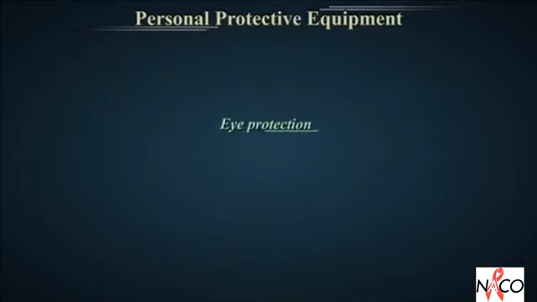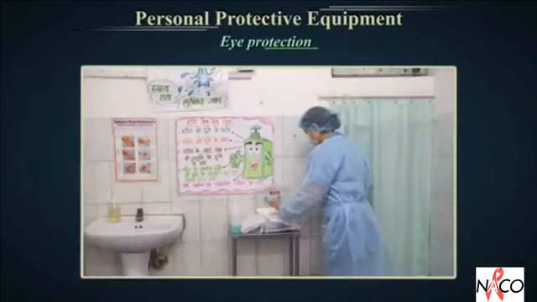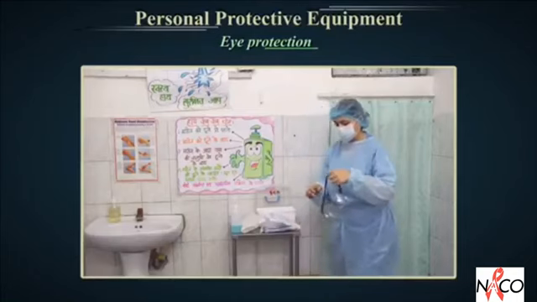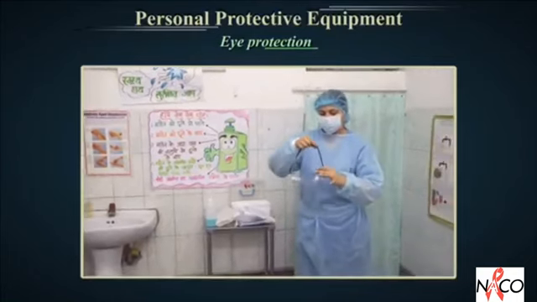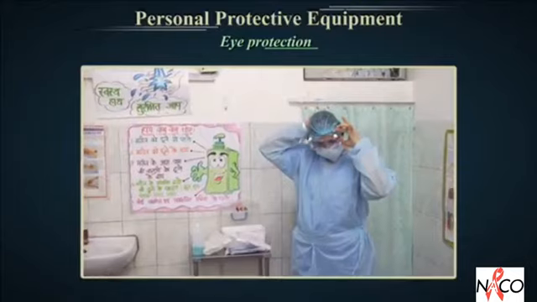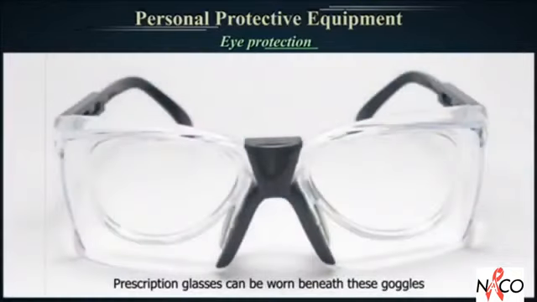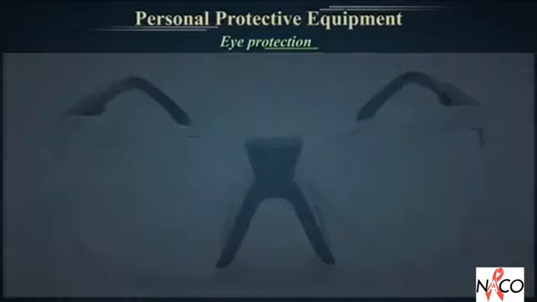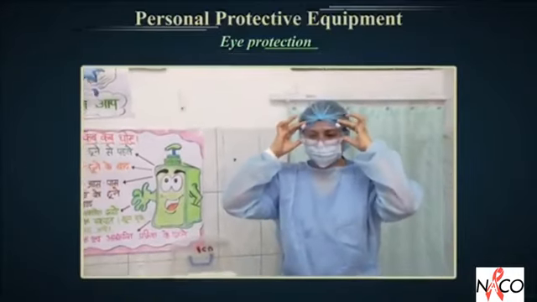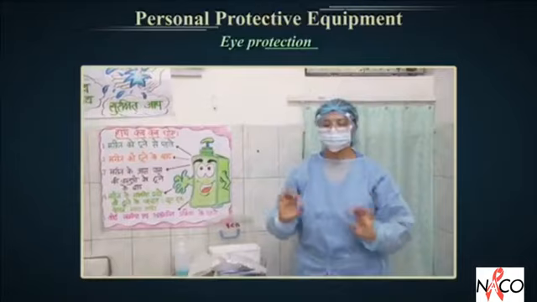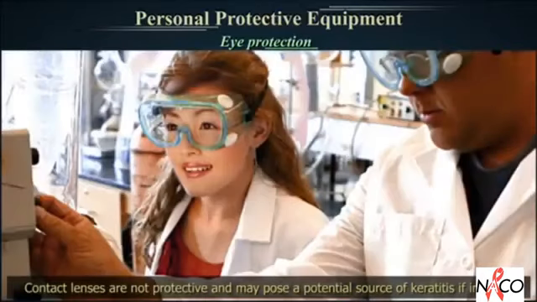Eye protection. Use goggles with a manufacturer's anti-fog coating. They provide reliable, practical eye protection from splashes, sprays, and respiratory droplets from multiple angles. Prescription glasses can be worn beneath these goggles. Goggles must fit snugly, particularly from the corners of the eye across the brow. Contact lenses are not protective and may pose a potential source of keratitis if infected.